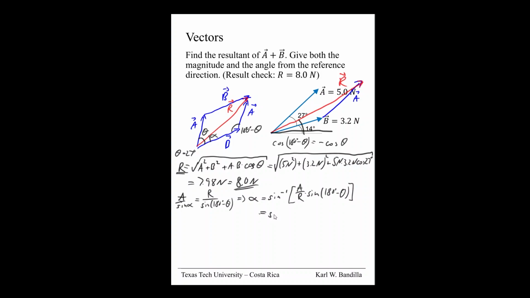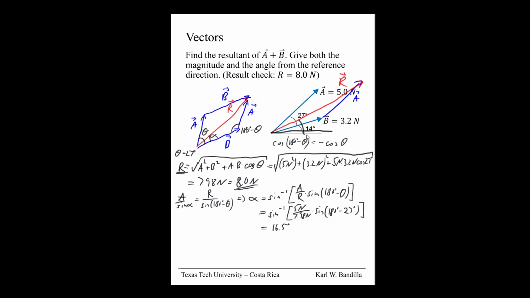Plug in the numbers. Sine minus 1, A 5 Newton, R 7.98 Newton. Remember to just use whatever's left in your calculator to avoid errors due to rounding. And then sine of 180 degrees minus theta was 27 degrees. And that gives us an angle of 16.5 degrees. Now this is not our answer yet, right?